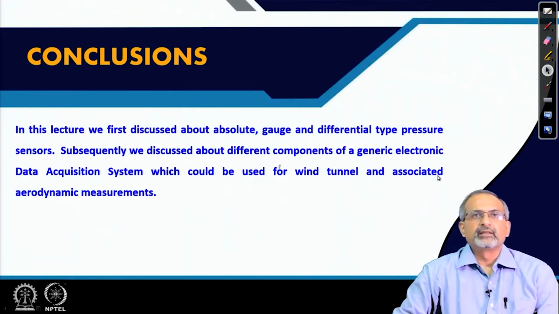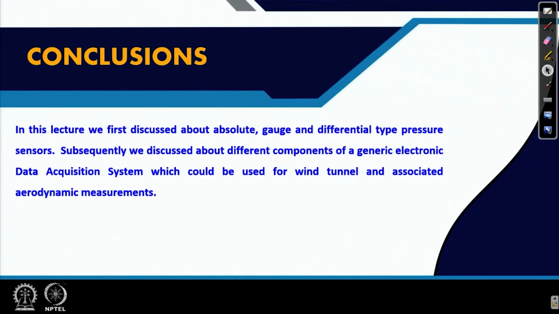So, finally, in this lecture we first discussed about the absolute, gauge and differential type pressure sensors. Subsequently, we discussed about different components of a generic electronic data acquisition system which could be used for wind tunnel and associated aerodynamic measurements. Thank you.